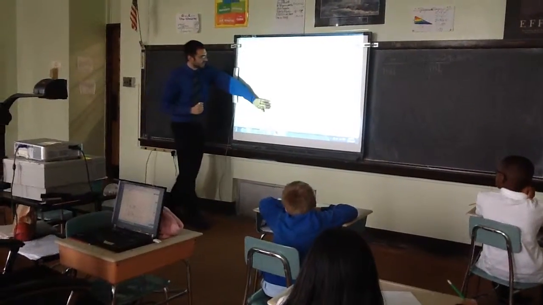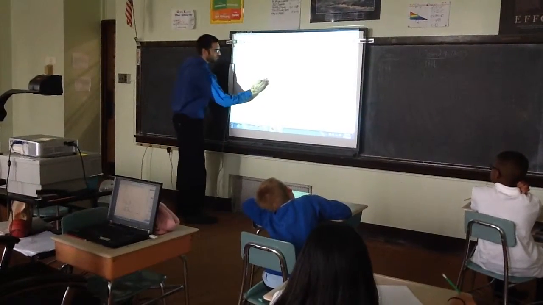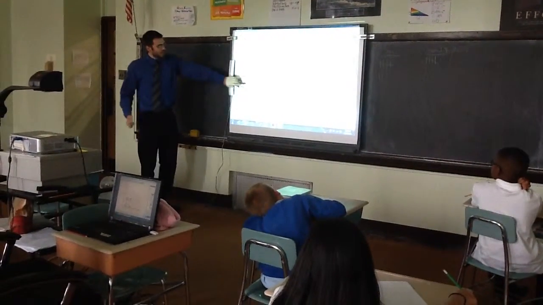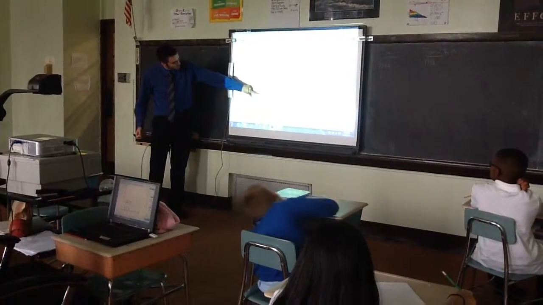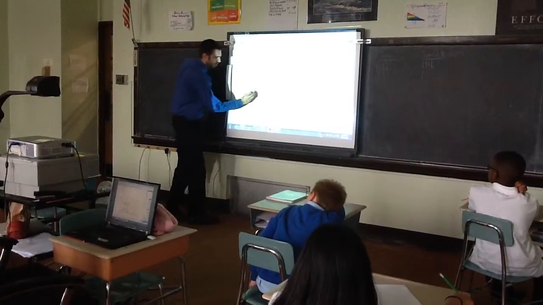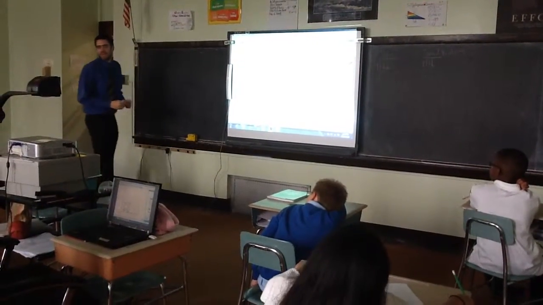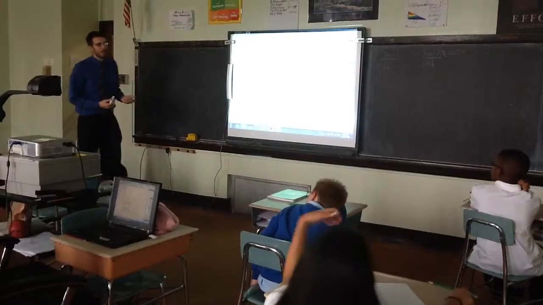Now, if this side of my rectangle is 3, what does that mean about this side? 3. Also 3. Awesome. Same thing going up. Start at 2, go up to 3, go up to 4. That is a side length of 2. So we can see that this definitely is a rectangle, and it is not a square.